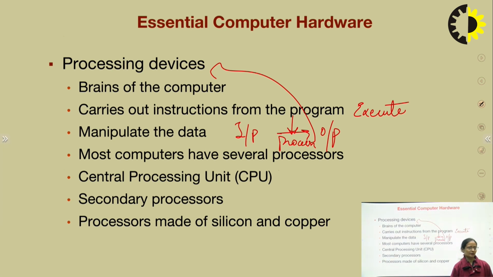Most computers have several processors. For example, nowadays when you go to purchase a laptop in the market, you ask the vendor whether it is dual core or quad core, and so on. These are the different cores we have on the same chip. So computers may have several processors. It is also known by the name central processing unit. We also have secondary processors available, basically used in fault tolerant systems. Processors are made of silicon and copper, that is, your chips.